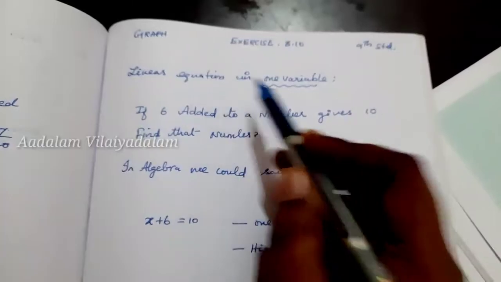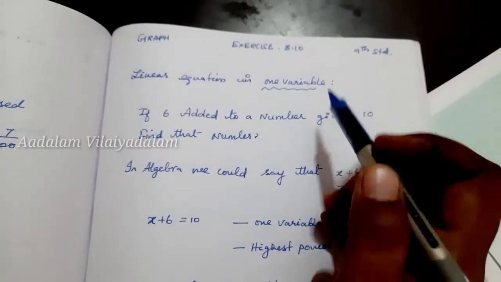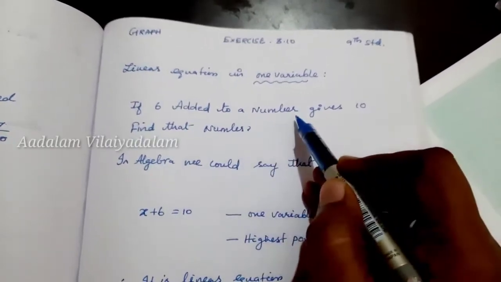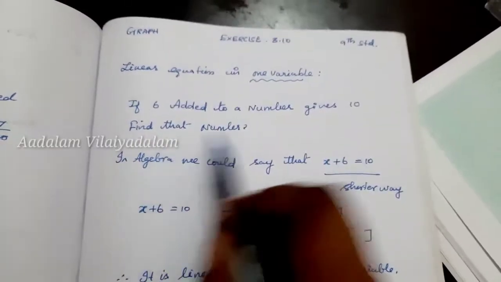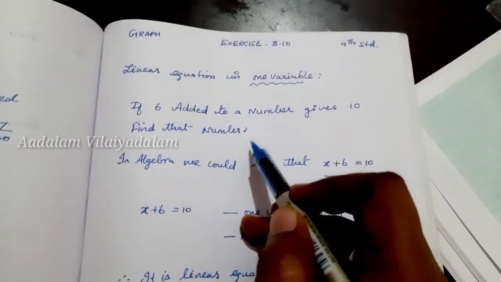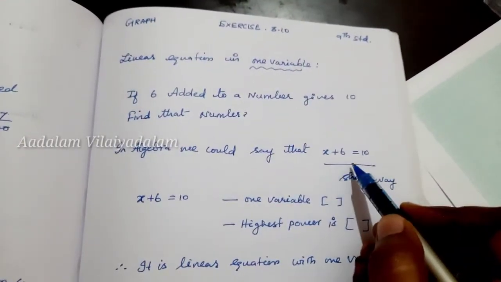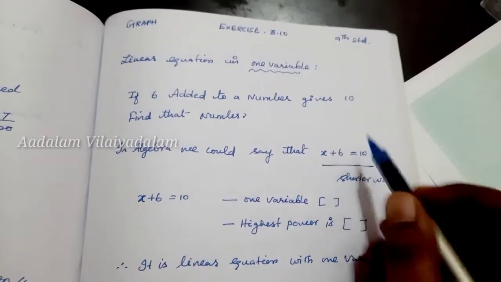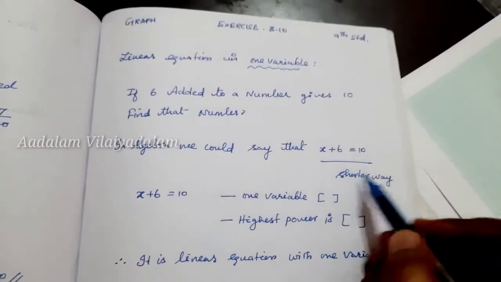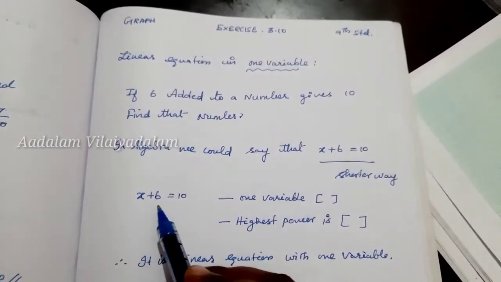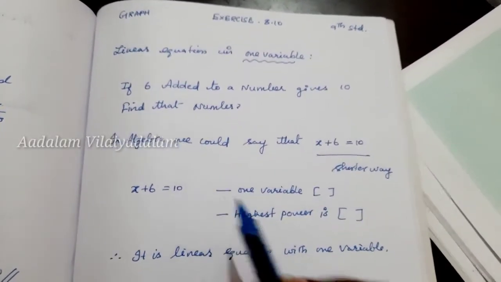What is a linear equation in one variable? If 6 is added to a number and it gives 10, what is that number? We can write it in algebra as x plus 6 equal to 10. So this statement we are writing in a shorter way, x plus 6 equal to 10.